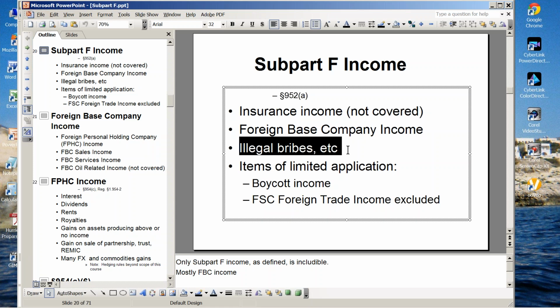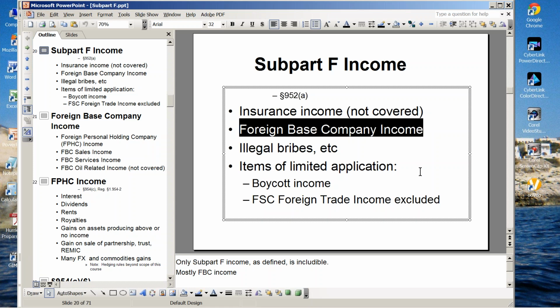So material amounts of these must be disclosed, and the penalty for failure to disclose is prison time for the CFO. So they tend to be disclosed, and most public companies do what was desired from that provision of the Foreign Corrupt Practices Act and make sure their company doesn't do it, except in trivial amounts. There are some other items of limited application that we won't go into also in Subpart F. So the key thing is foreign base company income.